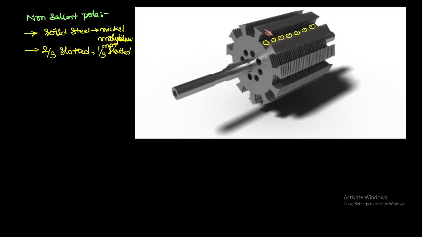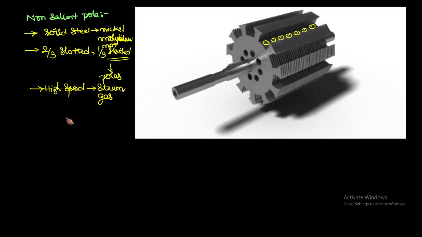The remaining part which is not slotted acts like the poles in the case of non-salient pole machines. This can be used for high speeds because the structure is balanced. That's why we can use it for high speed purposes, in steam turbines or gas turbines.